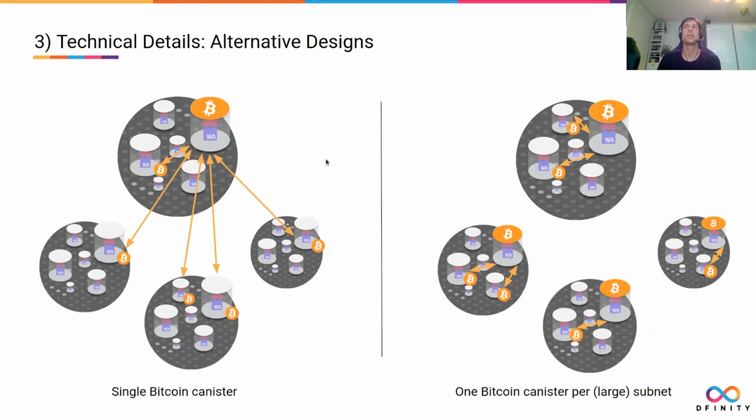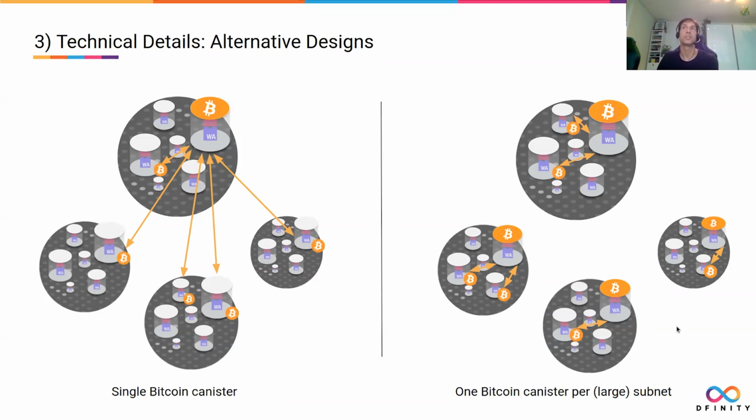Alternatively, you might say the scalability might be solved by just having one of these Bitcoin adapters per large subnet where we provide this Bitcoin functionality. Through this, we could solve the scalability issue. But of course, we still have the problem that we need to manage the cycles somehow. So we still need a special type of canister. And moreover, routing might become a bit of an issue because we need to define the address of this canister.